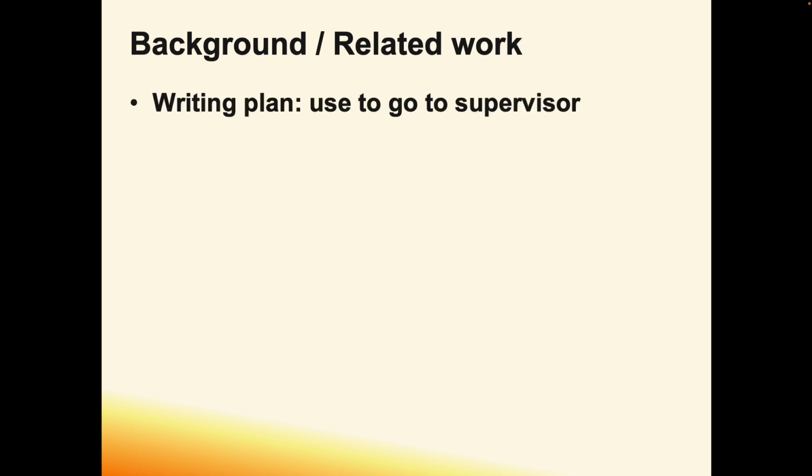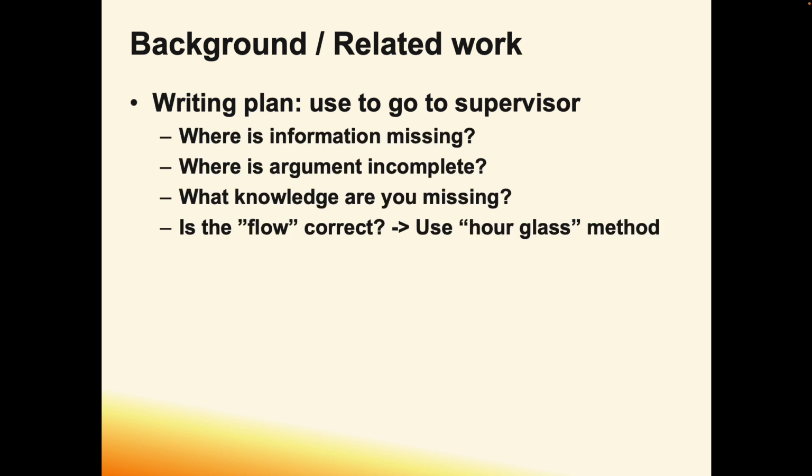When you have that writing plan, you can again go to your supervisor, right? So what are the bigger themes? Have you maybe missed a theme? Is some information missing? Where is the argument maybe incomplete? What knowledge are you missing? Is the flow correct, right? Is the way that you go from one sub-theme to the next, is that the logical order? Should you go from attention to levels of automation to alerts, or from attention to alerts to levels of automation, or from levels of automation to alerts to attention, right? You can think about the bigger picture order of information.